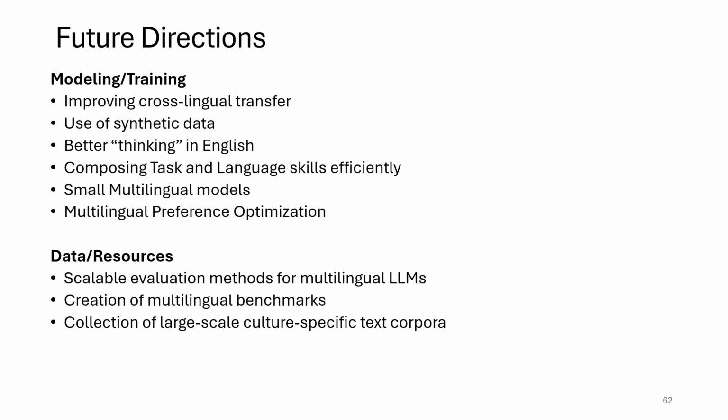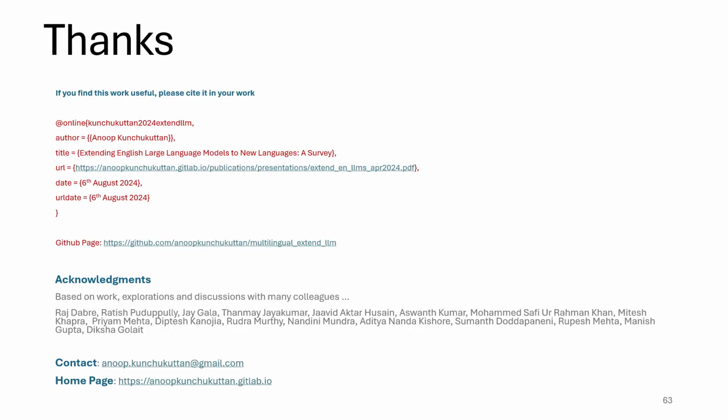A lot of the data is in English. How do we unlock collection of large-scale culture-specific text corpora, or maybe data in other modalities as well, so as to be more inclusive, diverse in our data sources, and be more responsive in a more sensitive way for specific languages, cultures, etc.? So these are all interesting directions. With that, I will conclude this survey, and thanks for listening in.